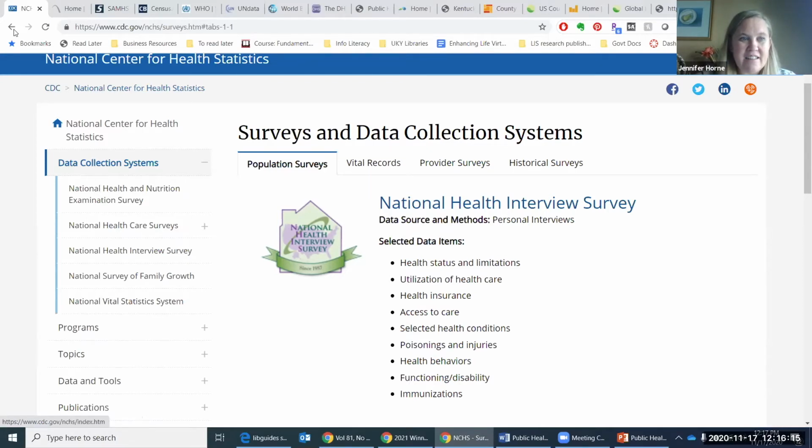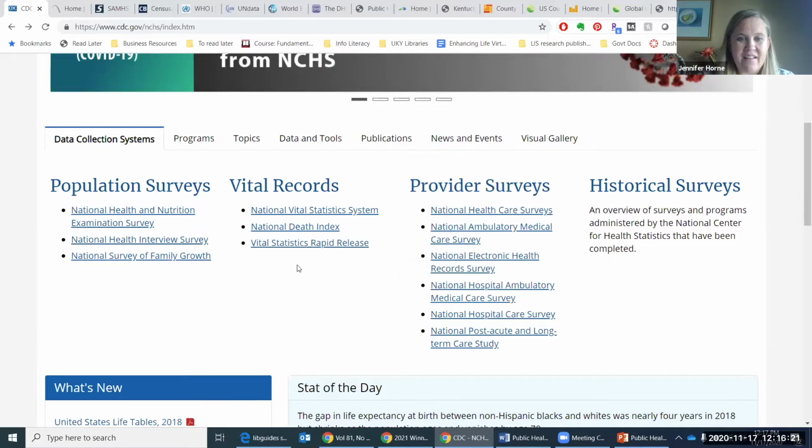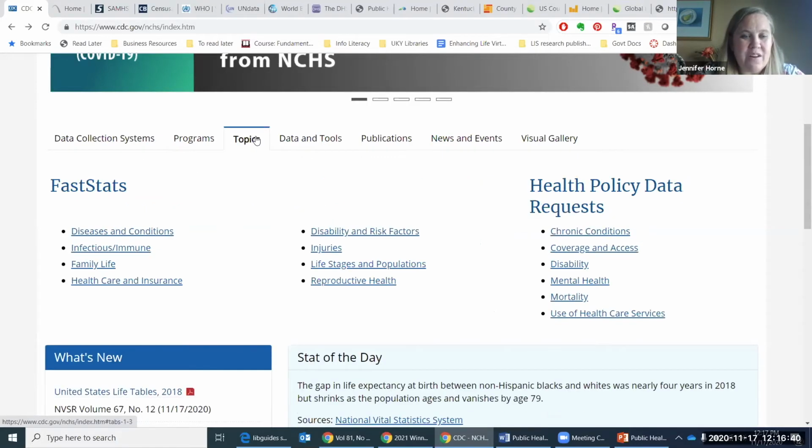You can also go and see they've got the vital records, so they've got things like the National Death Index, the National Vital Statistics System, and provider surveys, again, asking doctors or medical facilities. And then they've got some historical surveys if you were doing more historical research. You can also see they make it pretty easy if you wanted to browse by topic.